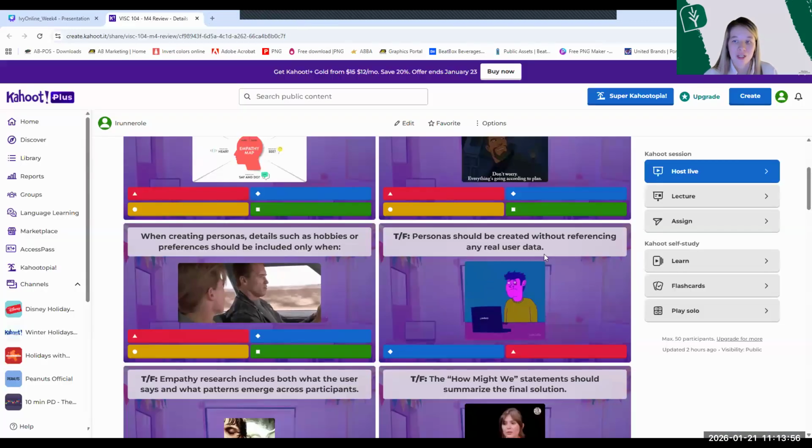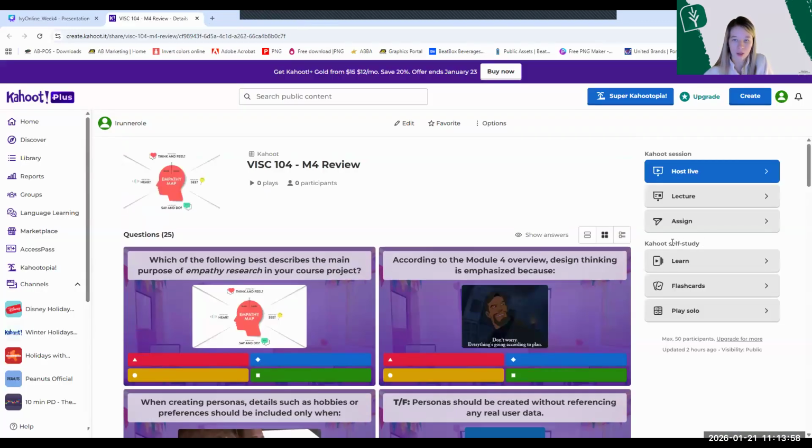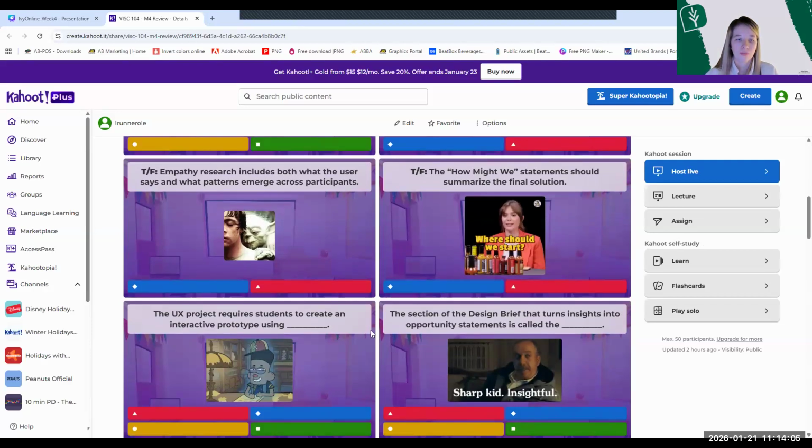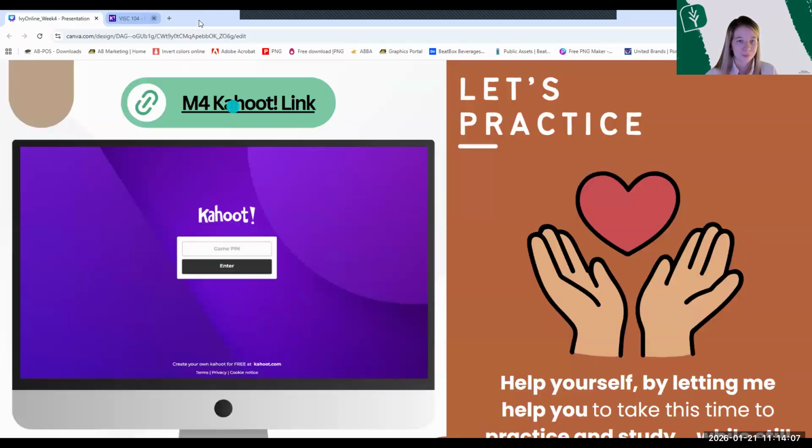But that's another opportunity that you guys can do. If you guys don't want to play Kahoot, that's totally fine and up to you. This just kind of is an overview of everything that you guys learned in Module 4.